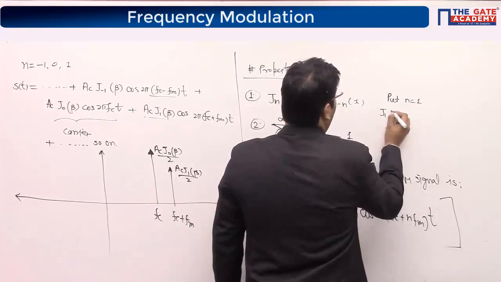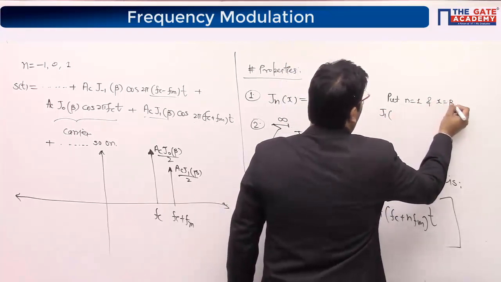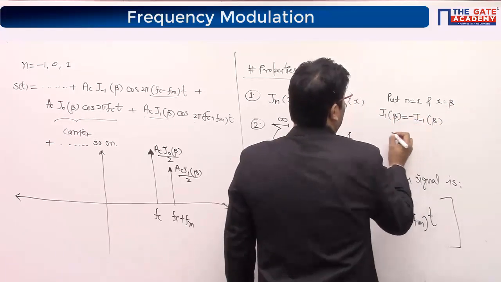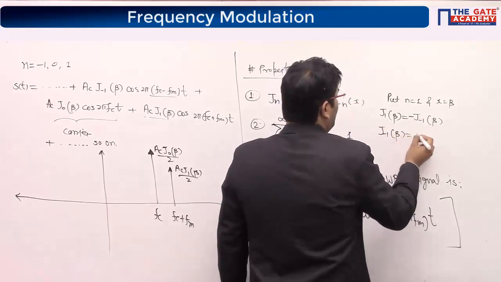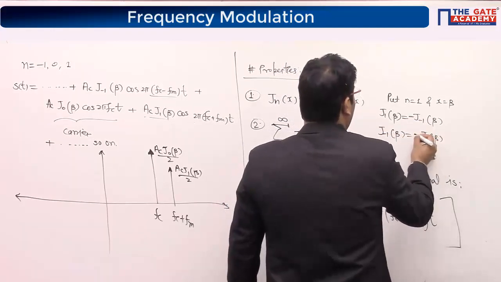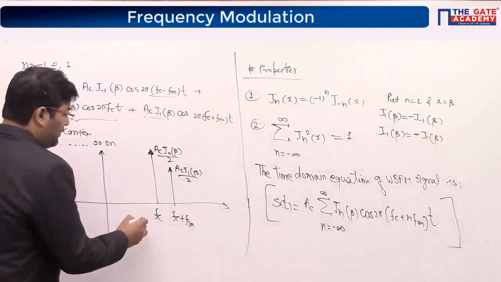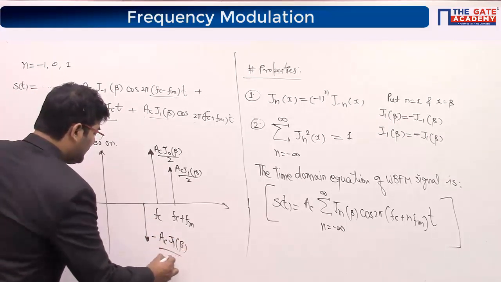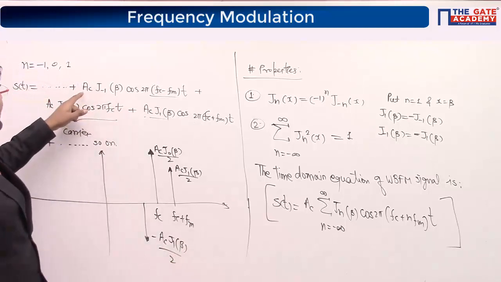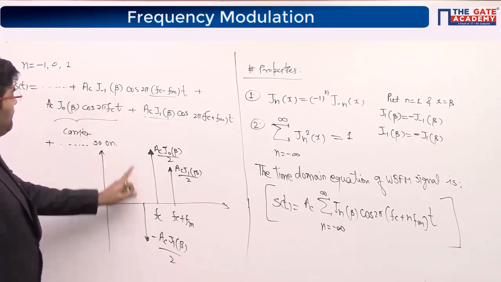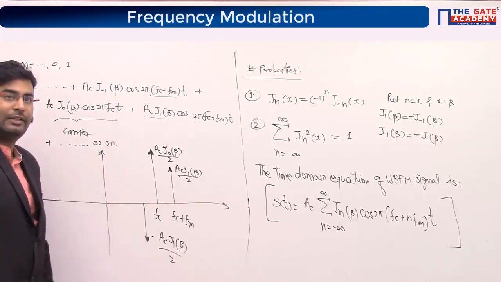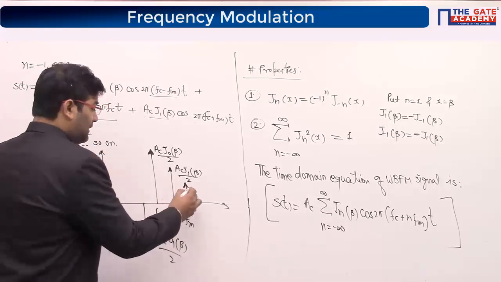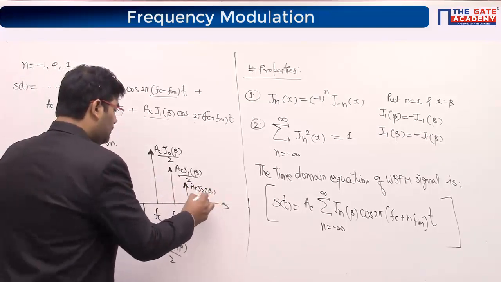So you get J1, and put x equal to beta. So J1 beta is equal to J minus 1 beta with a minus. So I can write J minus 1 beta as J1 beta with a minus, which I am going to do here. So I will write this, but it will be minus Ac J1 beta by 2. Guys, actually it would have been Ac J minus 1 beta by 2 with a plus, but I changed it. Can you see it?